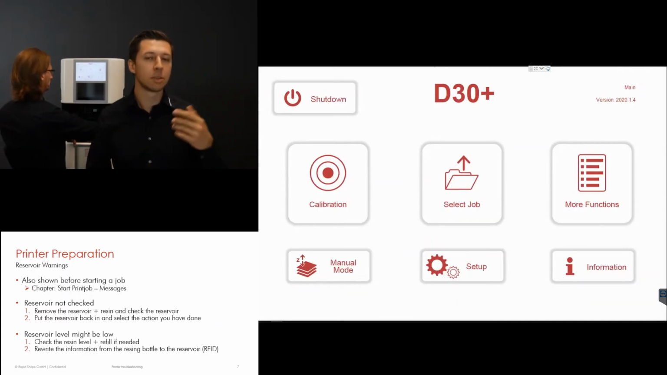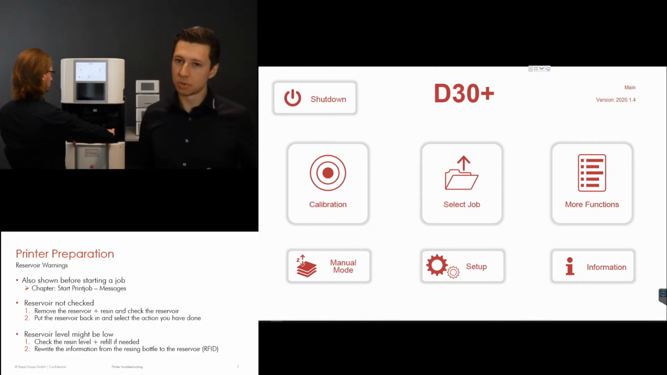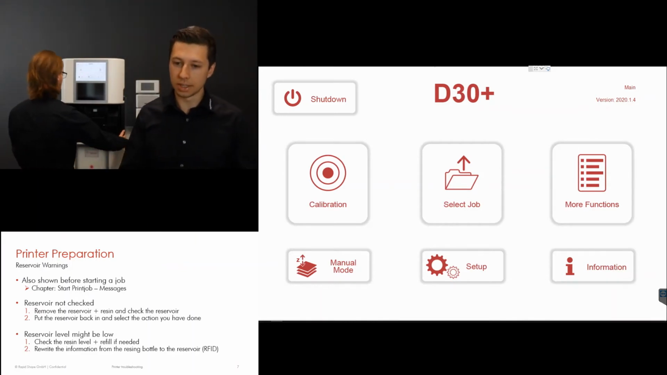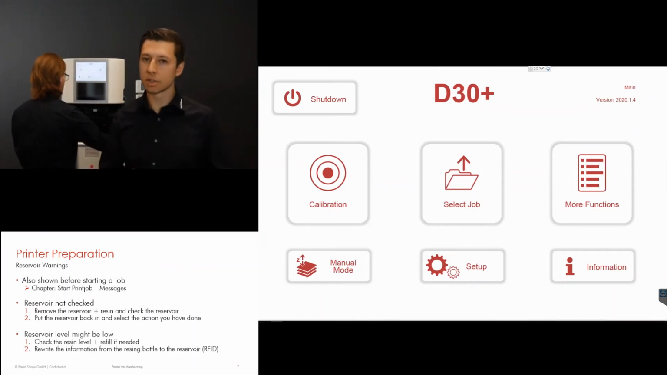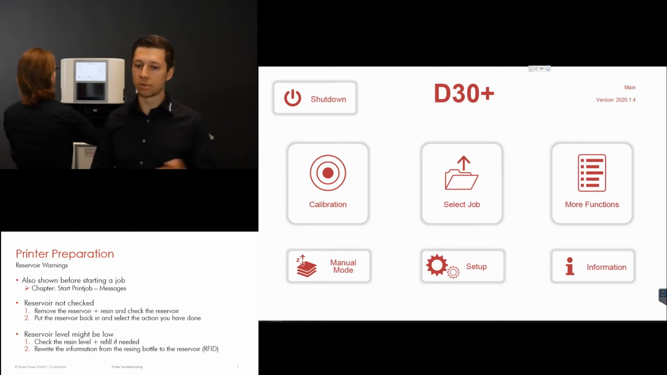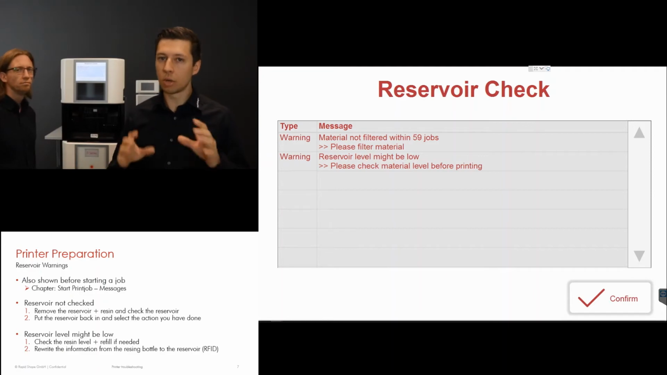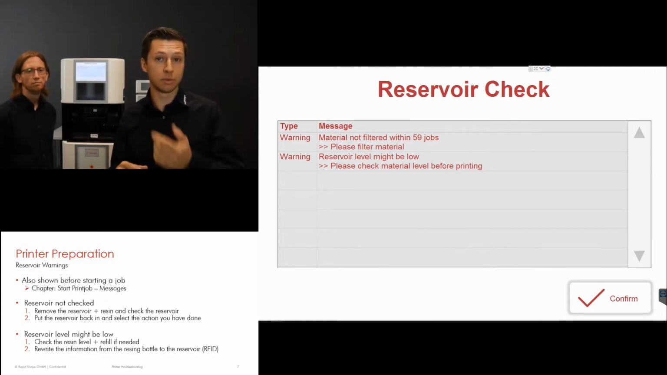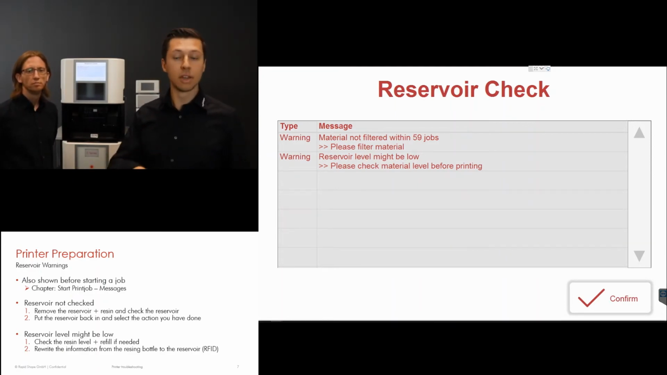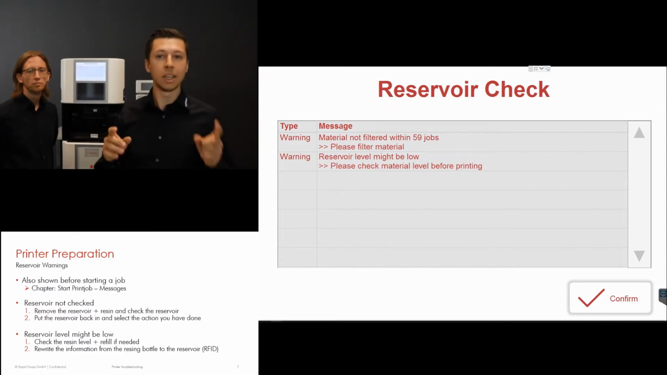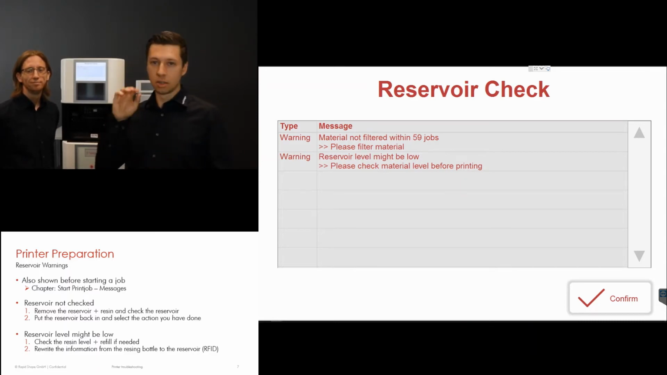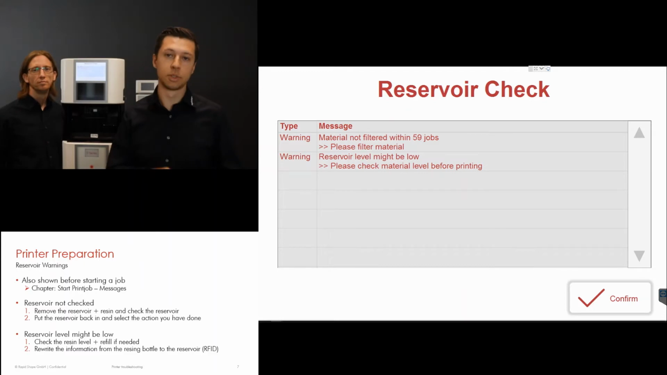We have seen there's some other error message. So what we will do is remove the reservoir again and put it back in to see what we still can solve. We got the reservoir level might be low. This is all about the resin level, and we then have to check if the resin level is high enough and refill it if needed. Important, the machine is not measuring the height of the material.